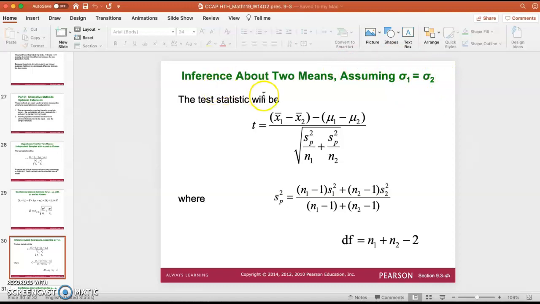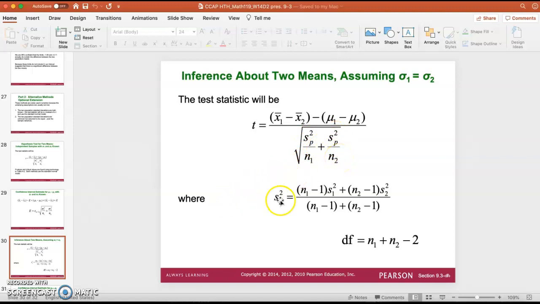In this case, the test statistic will still be a t-score, and so you're still doing the sample means minus their hypothesized difference. Now divided by this time, so this is a pooled sample variance, is what that s squared sub p stands for. Notice it's just being divided by the first sample size plus that divided by the second sample size.